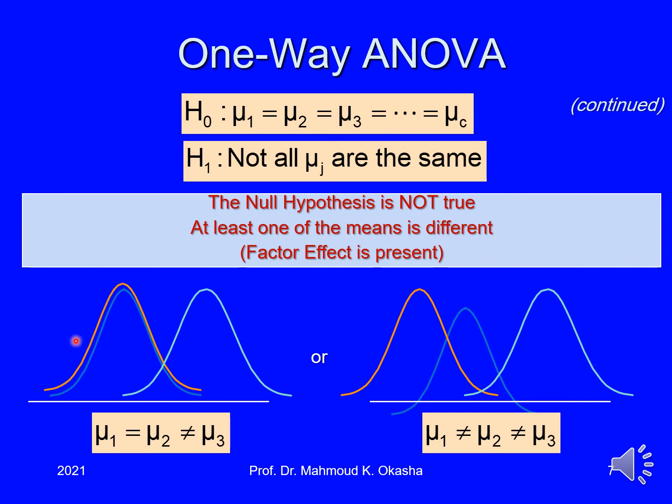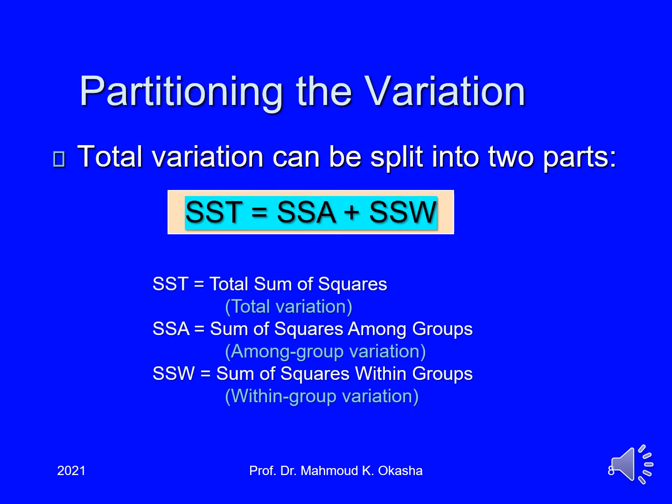It can be two means the same and one is different, or all different, right? So if the null hypothesis is not true, then at least one mean is different. It's okay if two means are the same, but there must be at least one mean that is different, right? In order to test this hypothesis, we have to partition the variation.